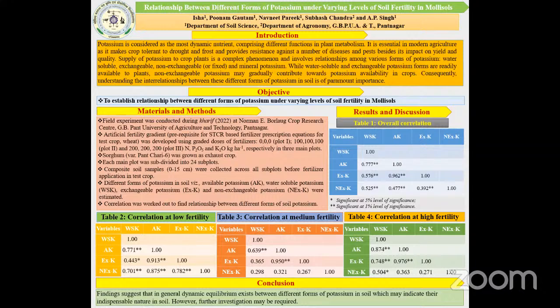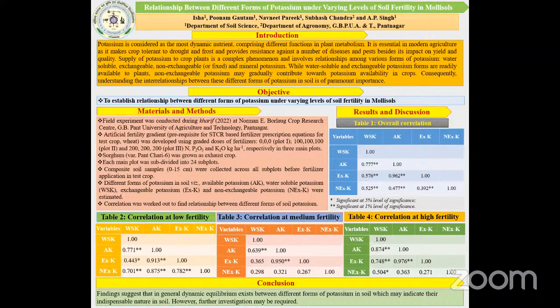the first plot did not receive any fertilizer, while the second plot received 100 kg each of nitrogen, phosphorus, and potassium, respectively, while the third plot received 200 kg of the given nutrients. Thereafter, an exhaust crop, sorghum variety Pant Chari 6, was grown over it. After the establishment of the soil fertility gradient, we moved to the next stage, the test crop experiment.